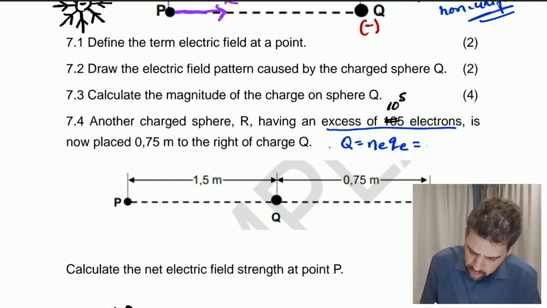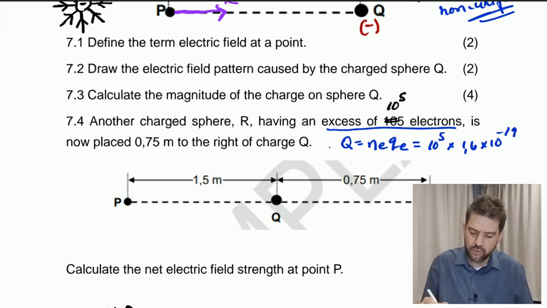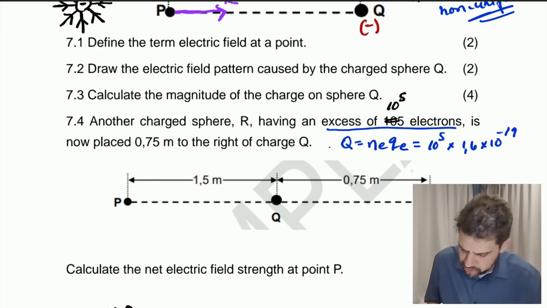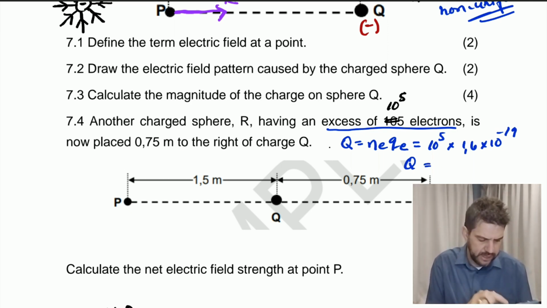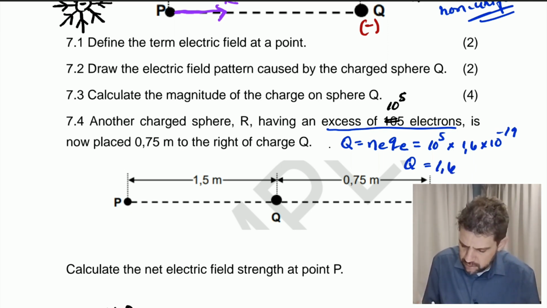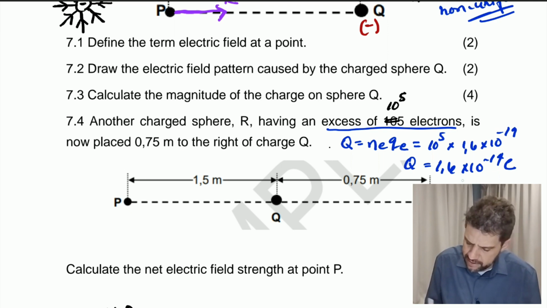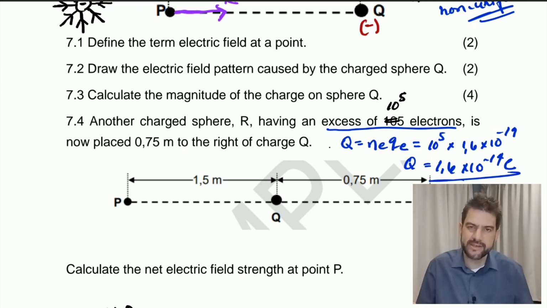So if we substitute here, we have 10 to the 5 times 1,6 times 10 to the minus 19. This one is the charge of an electron, and with this one we'll calculate the charge of sphere R. All right, so now Q for R is going to be equal to, if I do my calculation, 10 to the 5 multiplied by 1,6 times 10 to the minus 19, we get 1,6 times 10 to the minus 14 coulombs. This is the charge of that sphere R because of the excess of electrons here.